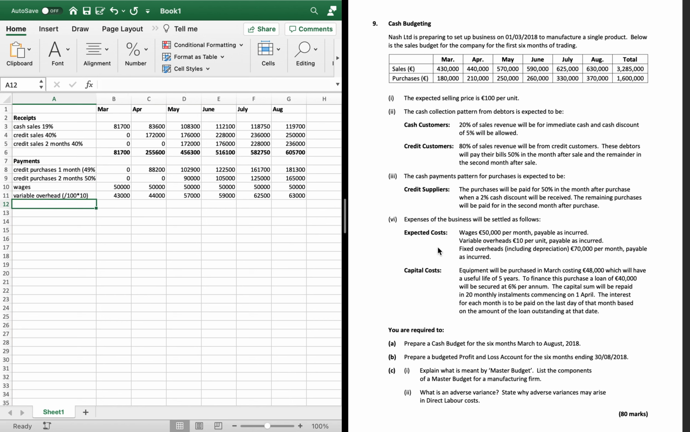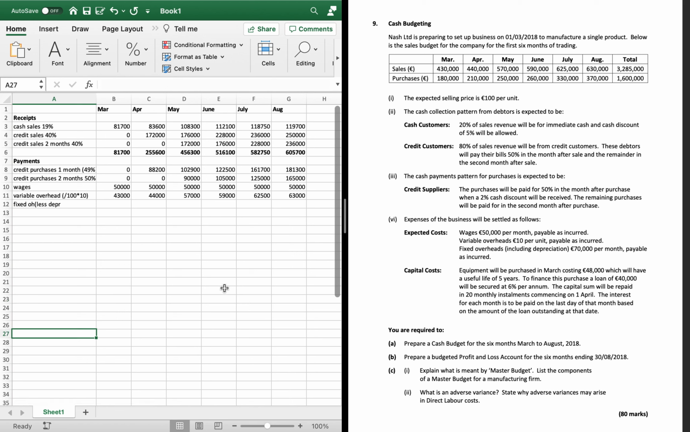Now the first sort of, I wouldn't say it's tricky, but slightly different. It says fixed overheads including depreciation is 70,000 a month, payable as incurred. Now depreciation is a non-cash expense, so it's not included in a cash budget. So we have to take it out. Fixed overhead, and we take out the depreciation. So I need to work out what that depreciation is now.